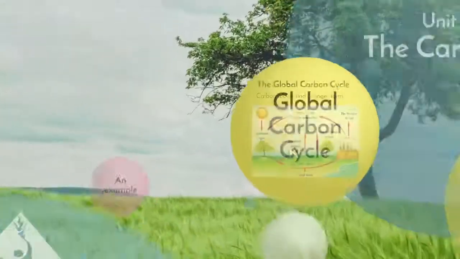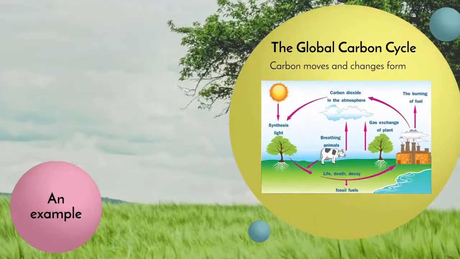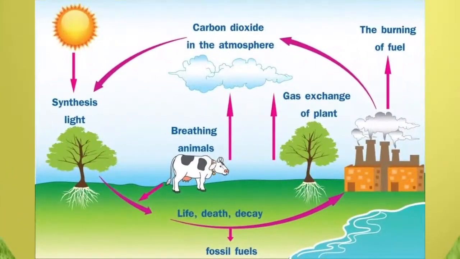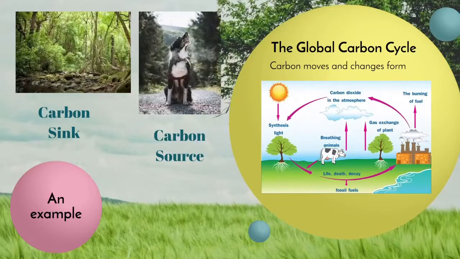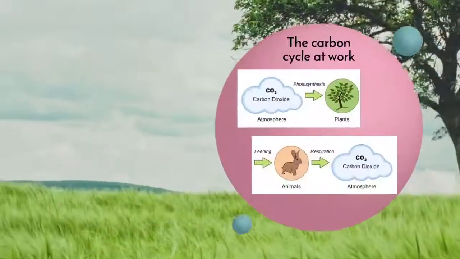Let's take a closer look at the global carbon cycle. Carbon is always moving between living things, the ocean, the atmosphere, and changing forms. The cycle is made up of sinks and sources. Sinks absorb CO2 from the atmosphere and store carbon. Sources release it into the atmosphere. So let's take a look at an example.